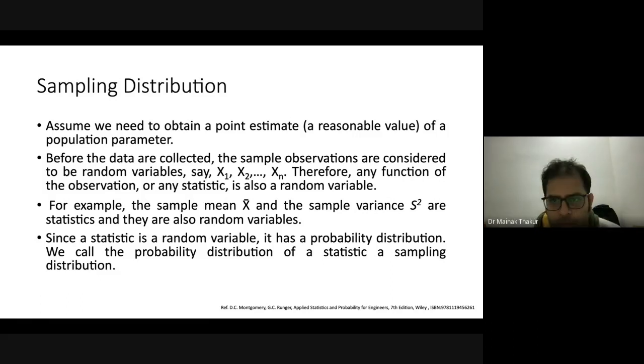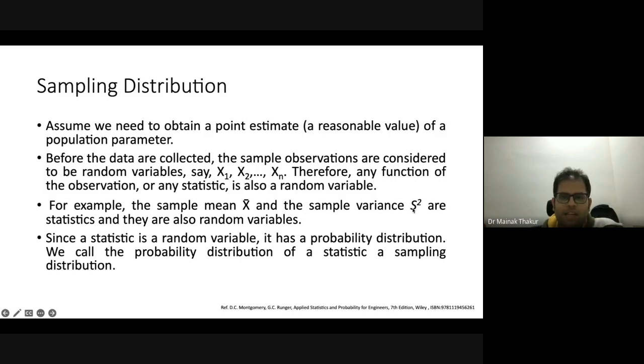High variance is possible. Therefore any function of the sample observations, or any statistic, is also a random variable, right? So what is a statistic? A statistic is a characteristic of the sample. So a statistic is also a random variable. Like that, the sample mean is also a random variable, correct? For example, the sample mean x bar and the sample variance s squared. X bar is simply calculated as x1 plus x2 plus up to xn, divided by n.